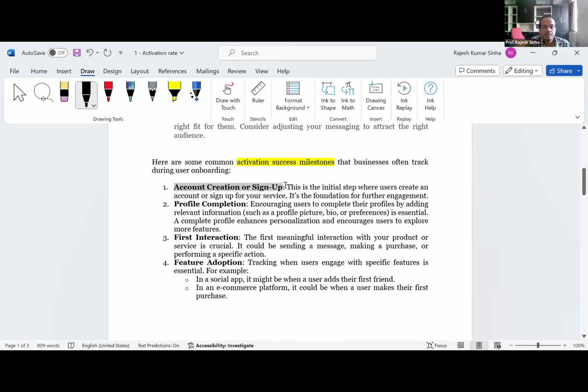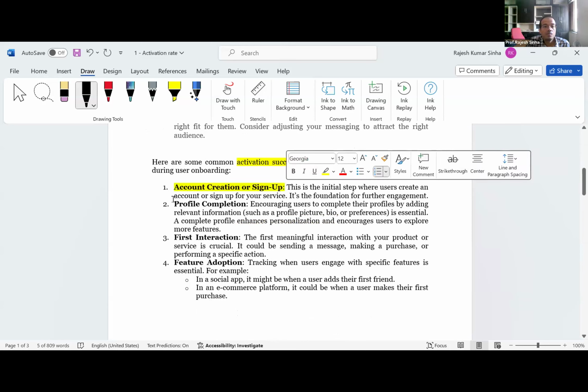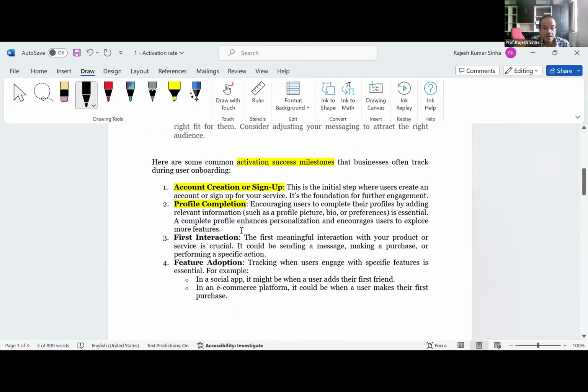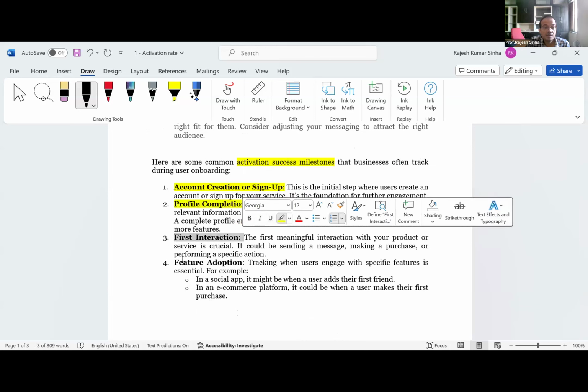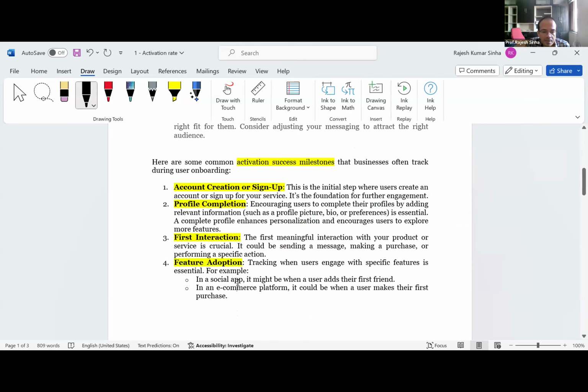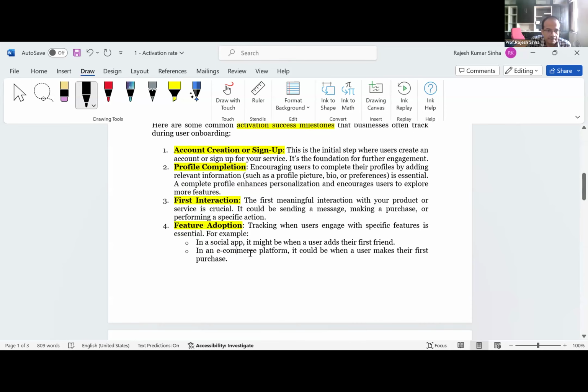Account creation or sign up. All right. Profile completion. Yeah, that's important. First interaction. Yes. Any feature adoption. Yeah, even share brokering or many things, you may be identifying how many features you are providing. In service marketing, even a service manager does not know how many features they are adopting. They should list them out, understand their relevance. I am going to discuss in more detail later in the latter session actually.